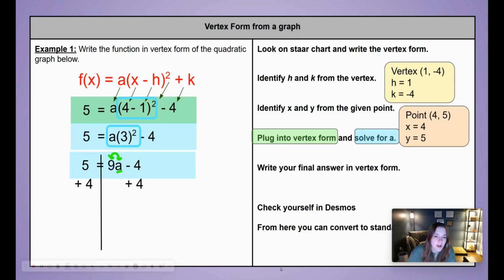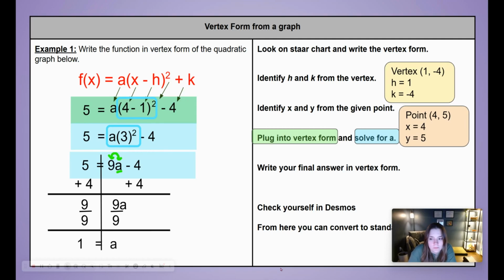Well, the opposite of subtracting 4 is adding 4. So I'm going to add 4 to each side. This leaves me with 9 is equal to 9A. Now, is A alone yet? Not yet. So we're going to have to get rid of that 9 by dividing it out, because if it's being multiplied, then now we have to divide it. So 9 divided by 9 would give you 1. So A is 1, okay?